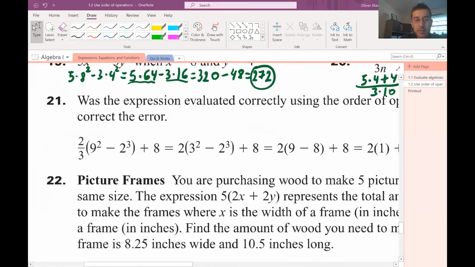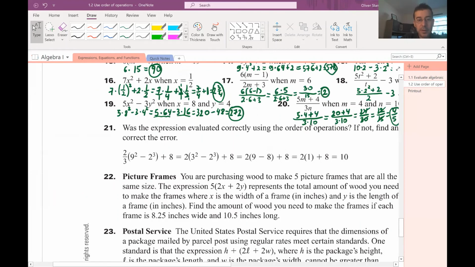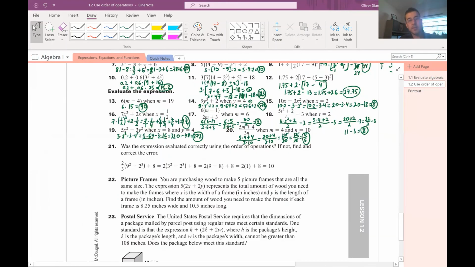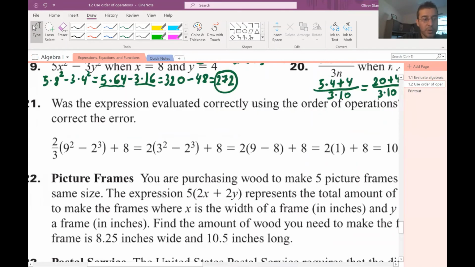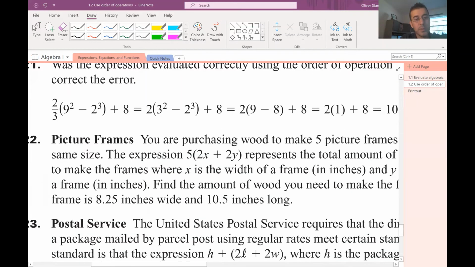Was the expression evaluated correctly using the order of operations? If not, find and correct the error. All right. So we have the expression, which is 2/3 multiplied by, in parentheses, 9 squared minus 2 cubed, and then plus 8. So let's do it underneath it right here. We do the powers first, right? So 9 squared is 9 times 9, or 81, minus 2 cubed is 2 times 2 times 2. 2 times 2 is 4, 4 times 2 is 8. And then plus 8.